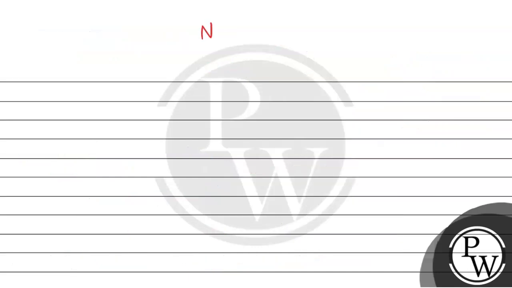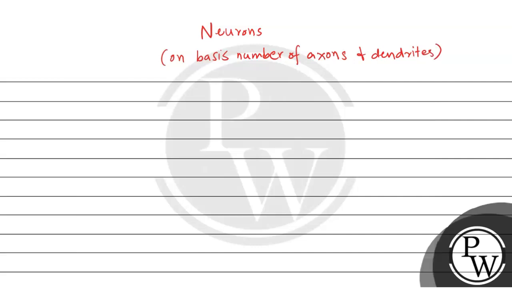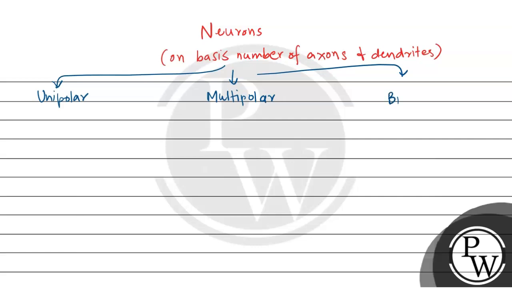The neurons are divided into three categories on the basis of the number of axons and dendrites. So there are three categories. The first is unipolar, second is multipolar, and third is bipolar.